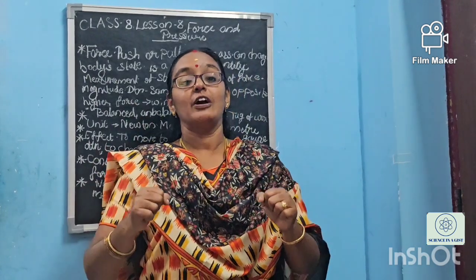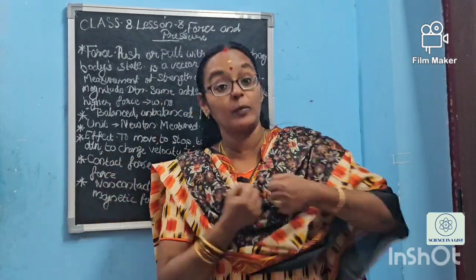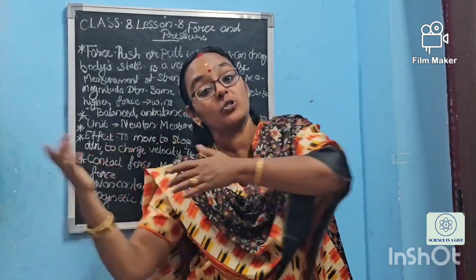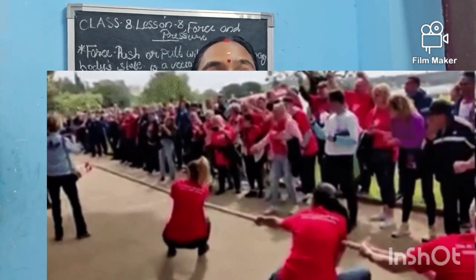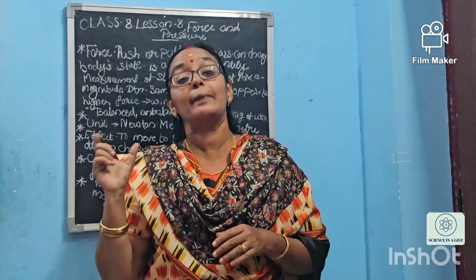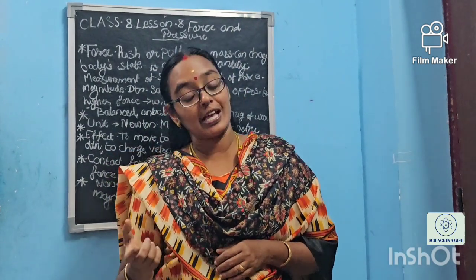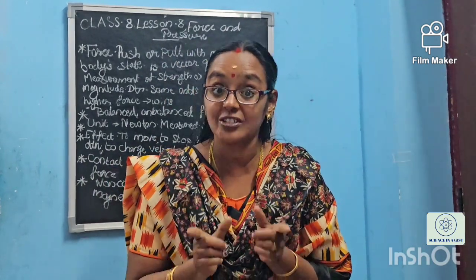But if one side people are much stronger than the other side and they are pulling more, what will happen? The rope and the other people from that side also will come along in their direction, isn't it? So it is called what? The unbalanced force. So from this we are able to understand that force has direction also. Force has magnitude as well as direction. So the force is a vector quantity.